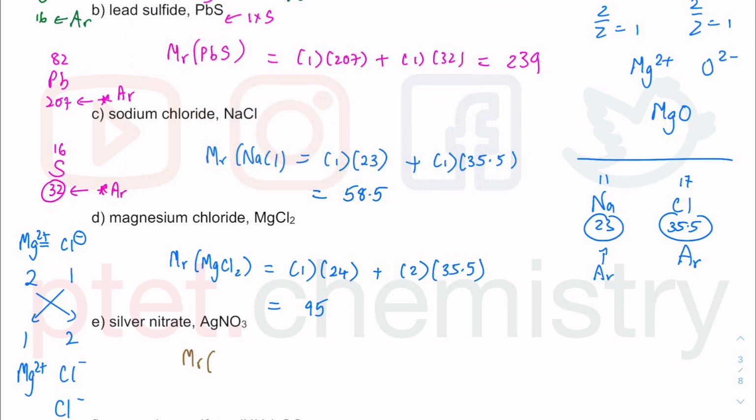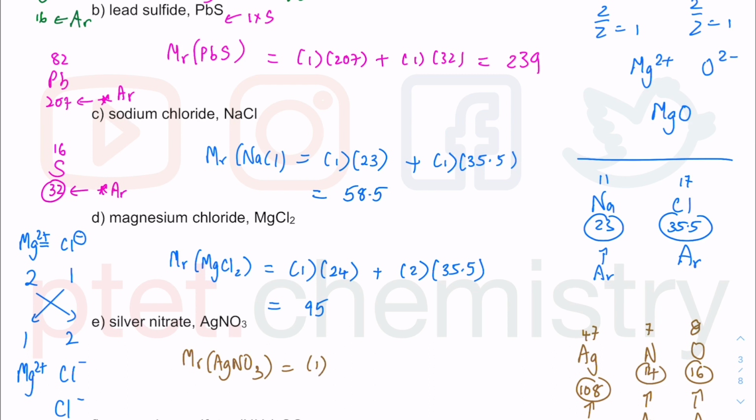So the Mr of AgNO3. Silver in the periodic table has a symbol of Ag. It is element number 47. So Ag is 47 in the periodic table. It's got a relative atomic mass of 108. Nitrogen is 7 and 14. And then oxygen is 8 and 16. We are looking at relative atomic masses for the individual atoms.